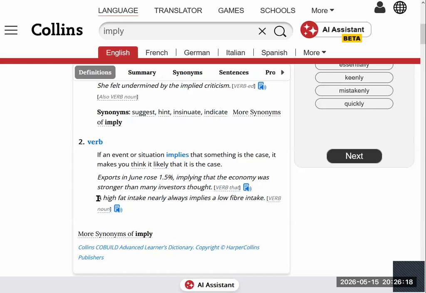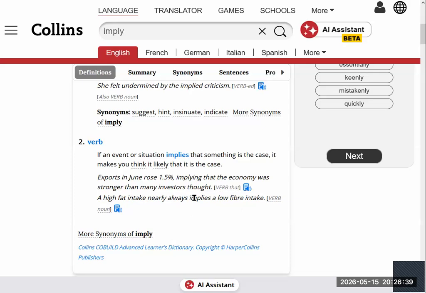For the previous version. So the other sentence says a high fat intake. This has to do with what we eat, I think, isn't it, and diet. So a high fat intake nearly always implies a low fiber intake.